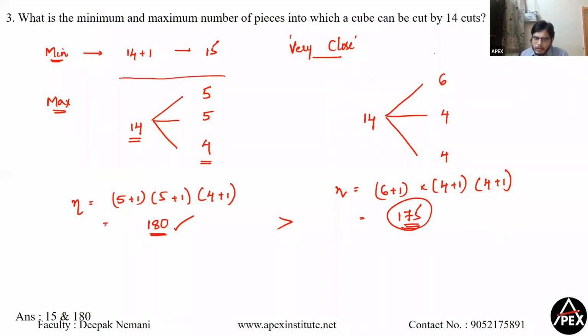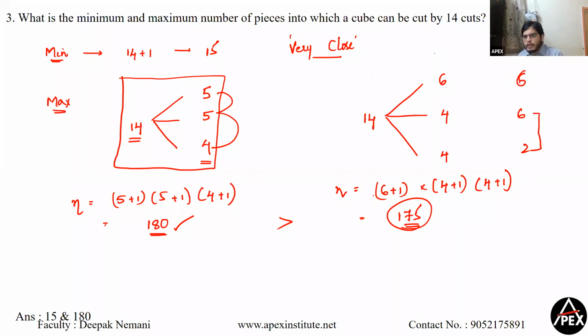By observation also, I can say that this will be the critical case, because these three values are very close to each other. It's not that two values should be equal; it's all about three values being very close to each other. If I take 6, 6, 2, then it will be 7 into 7 into 3, so 49 into 3, or 21 into 7, 140. Still less than 180.